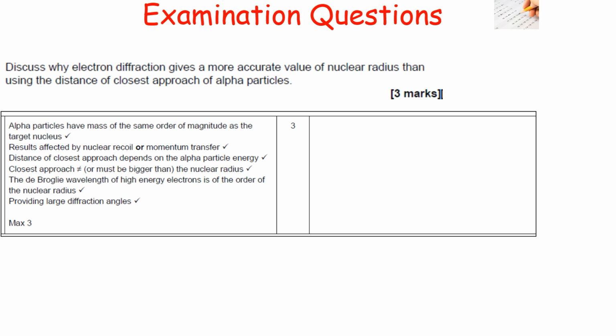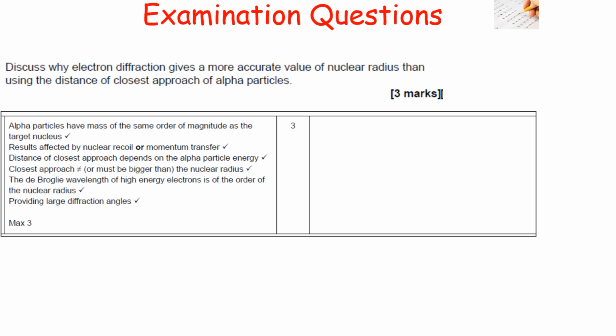Now, the distance of closest approach is dependent on the fact that the alpha particle does not collide with the nucleus. Rather, it gets close enough to then be repelled by the positive interaction. So the closest approach is not the nuclear radius, it's actually the nuclear radius plus another distance, okay, because the alpha particle will not touch the nucleus itself.